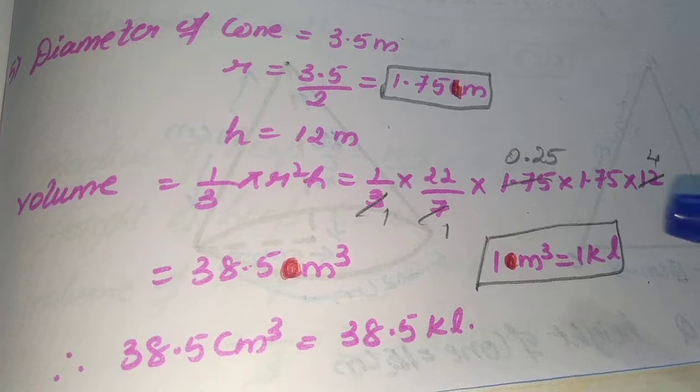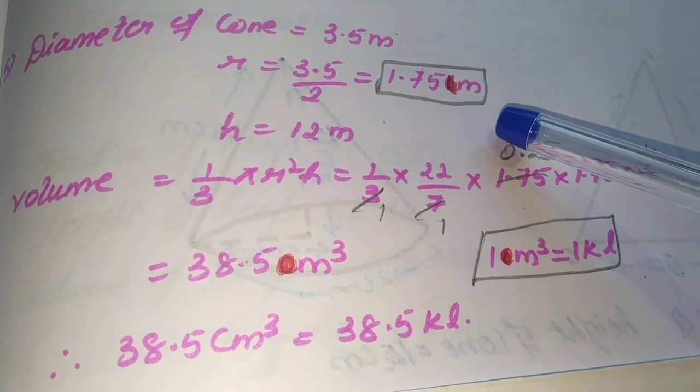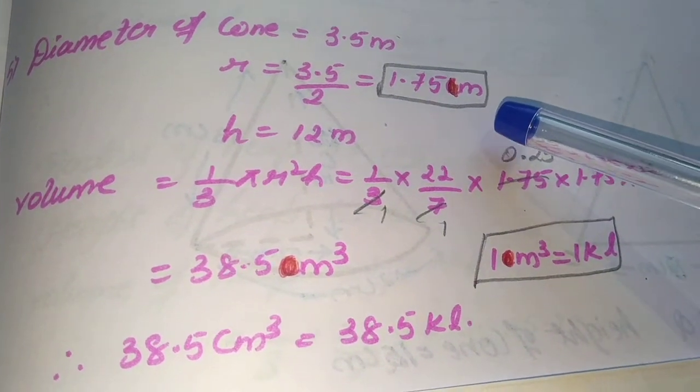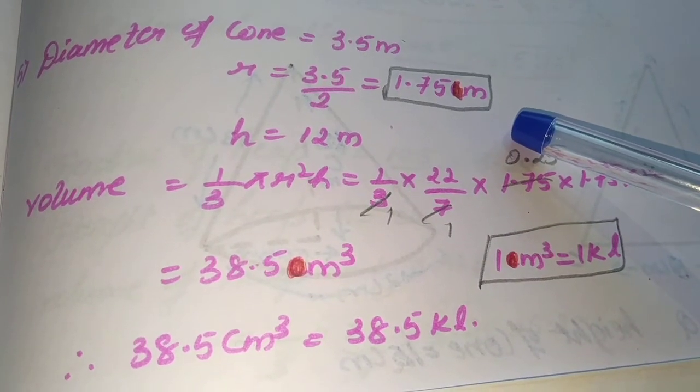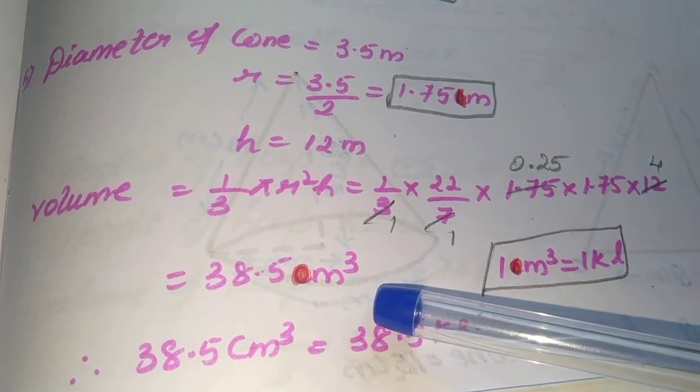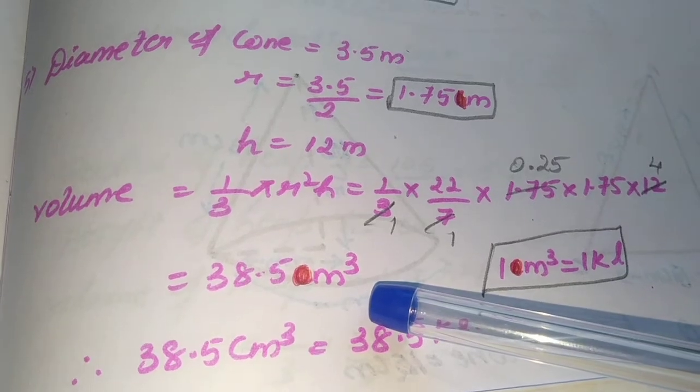Sorry for the bit of confusion, children. Here I have written centimeter earlier, so it is not centimeter. Question has been given in meters only. So you can take directly in meters only. So the final answer you will get is 38.5 meter cube.